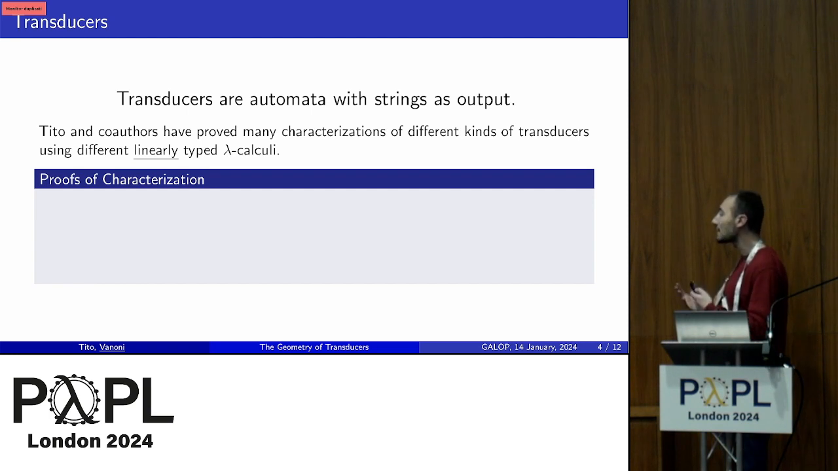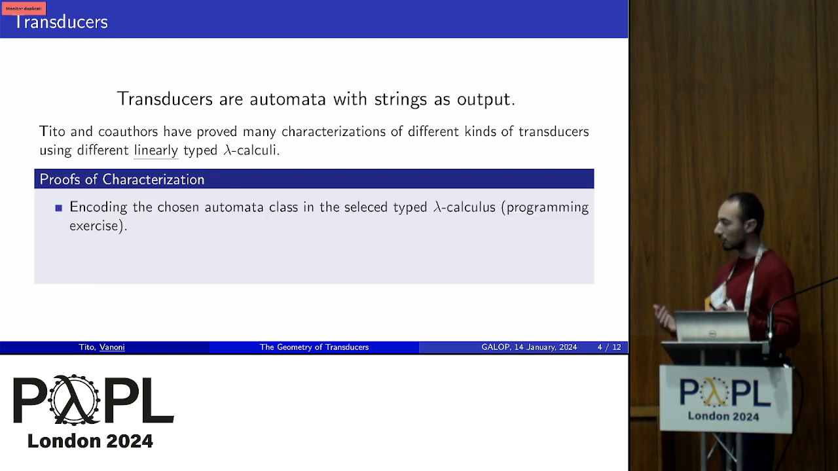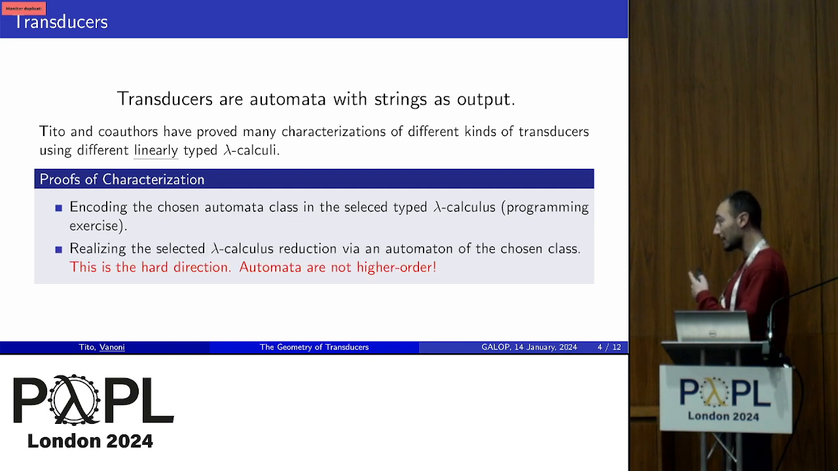So how does a proof of characterization work in general? First, we have to encode the chosen automata class in the selected typed lambda calculus, and this is typically a programming exercise. It's not so difficult if we have chosen carefully, of course, the type of lambda calculus. But then there is the other direction, and this is way more difficult because we have to implement somehow the beta reduction of these selected lambda calculi inside automata, inside transducers.